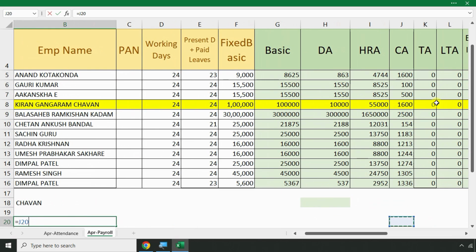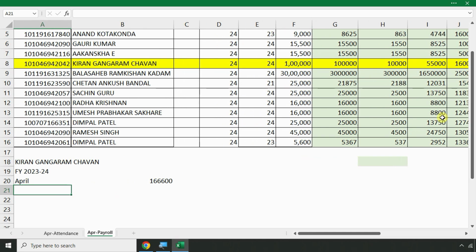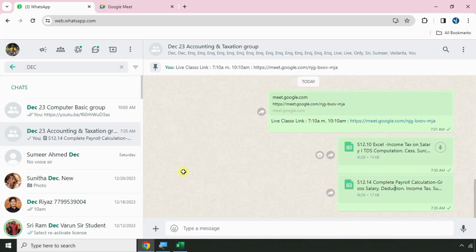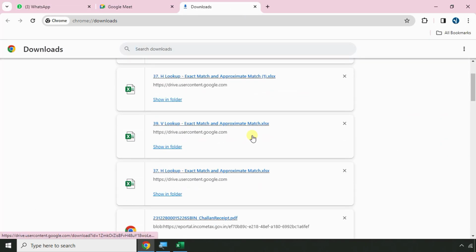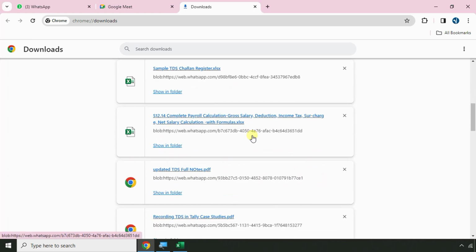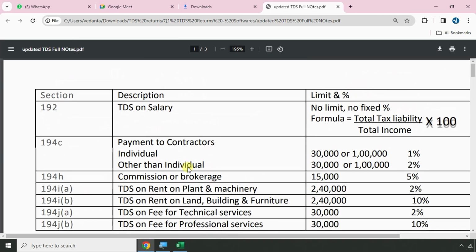Just consider April gross 1,66,600. Why are we going to deduct TDS on salary? As per the provisions of the Income Tax Act 1961. You remember these notes? What is the section? 192. What is section 192?